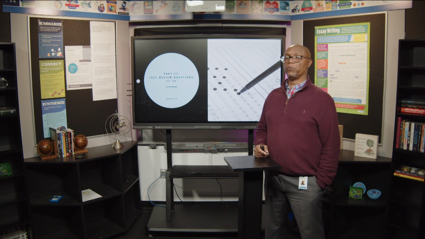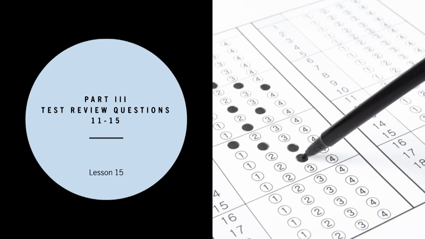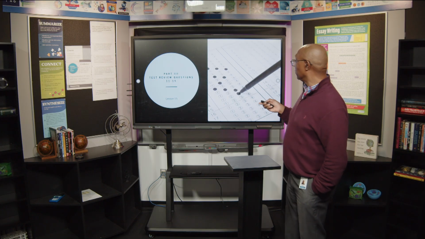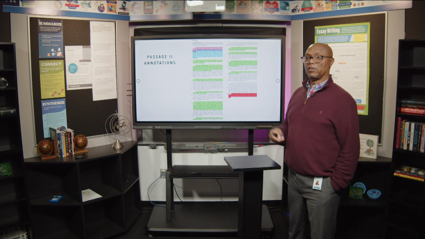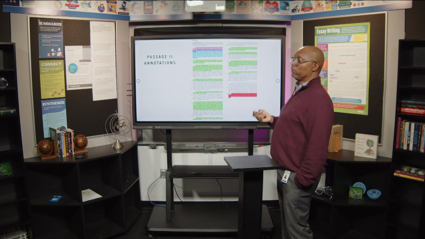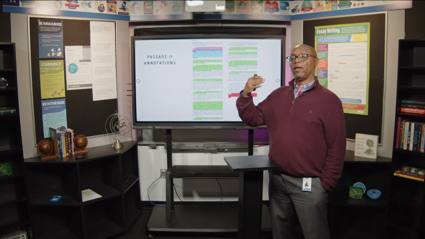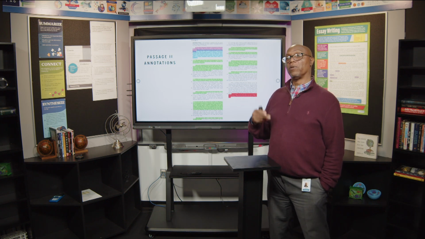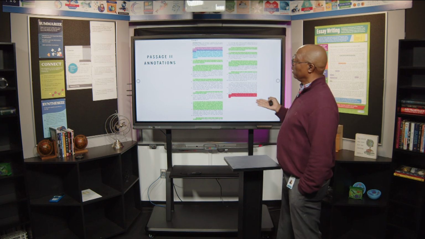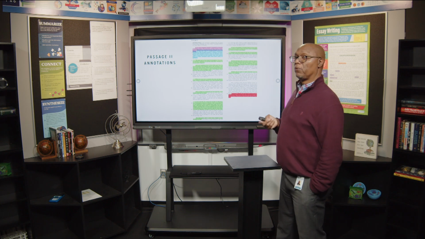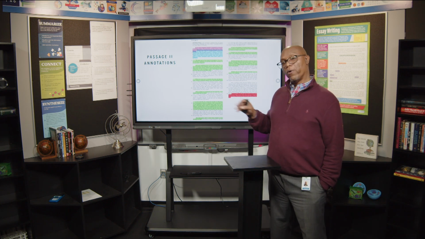Today, we're going to look at questions number 11 through 15 and try to give you an explanation as to why those are the best answers. The first thing we did, of course, is this passage number 2. It is an informational passage. What we try to do is find supporting details, find the thesis, and then what the conclusion was. With our annotations, we go through and do those things here. Don't worry about this right here.